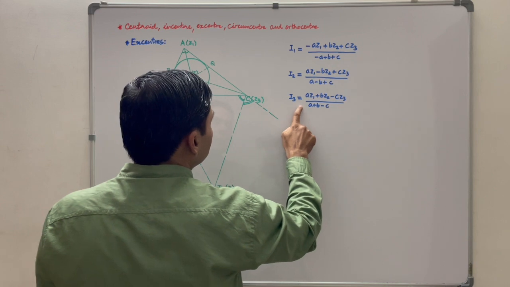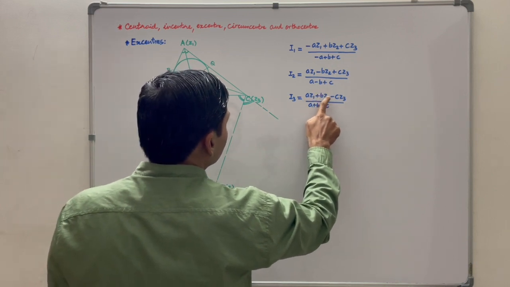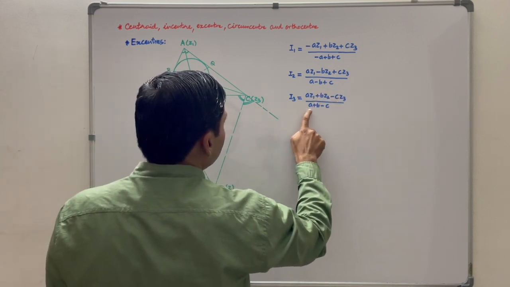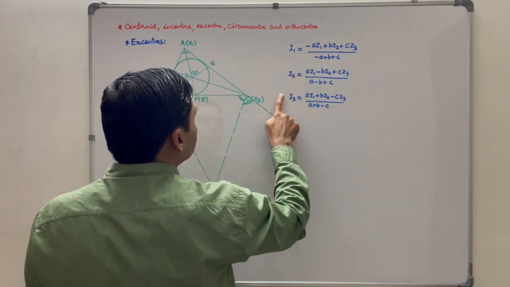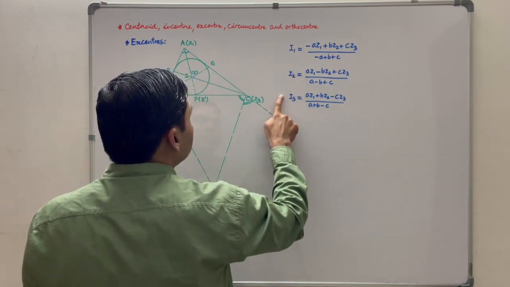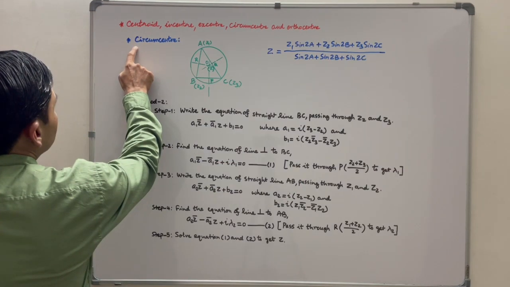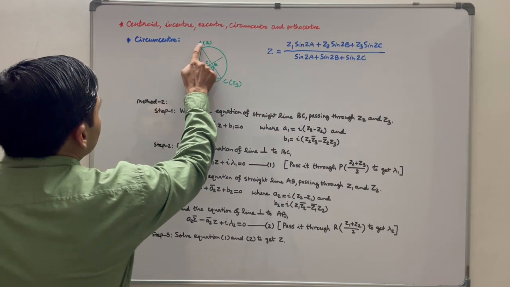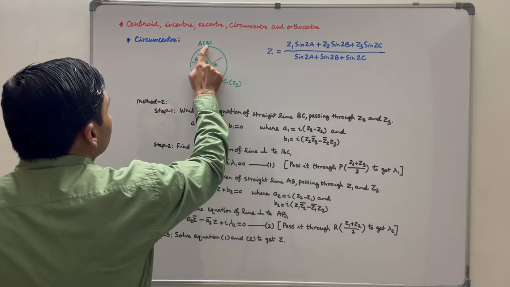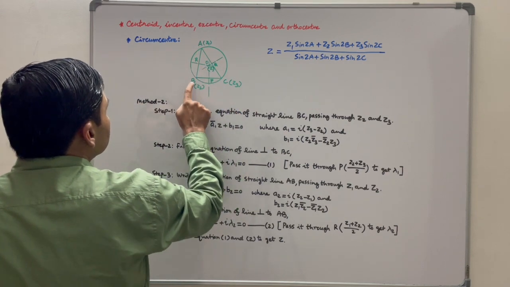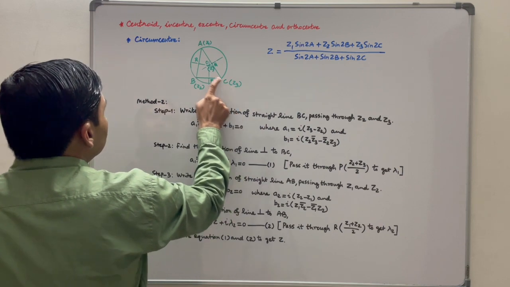And I3 is equal to AZ1 plus BZ2 minus CZ3 upon A plus B minus C. We can get their proof the similar way we have found in center. Next one is circumcenter. Suppose ABC is a triangle whose vertices are represented by complex numbers Z1, Z2 and Z3.